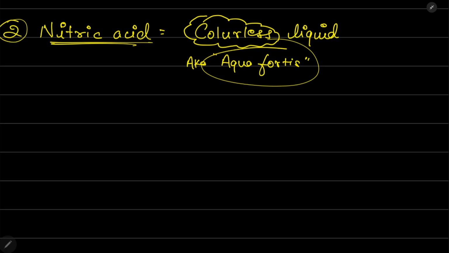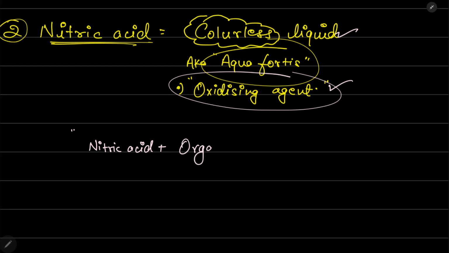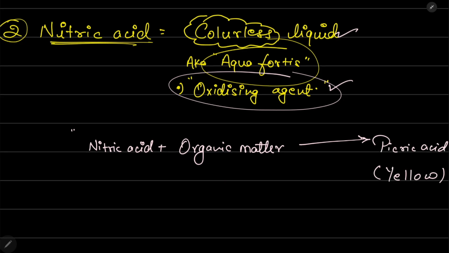It's a very strong oxidizing agent. Just mark every property that I'm writing, it will be useful in some ways. So I have written two properties: colorless liquid and oxidizing agent. Why is oxidizing agent an important property? Whenever nitric acid comes in contact with organic matter, it reacts with the protein inside it and forms picric acid, which is yellow in color. So the colorless liquid has turned yellow.